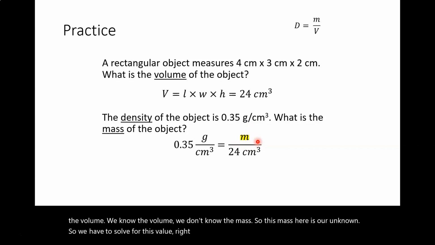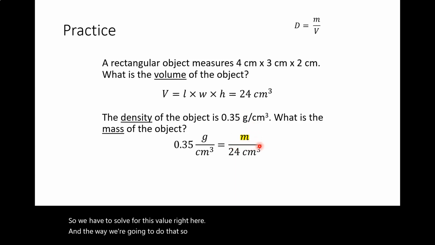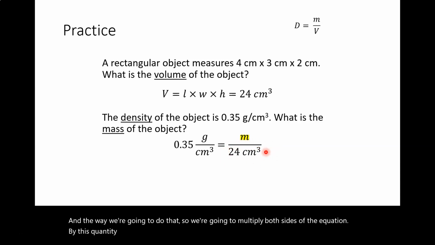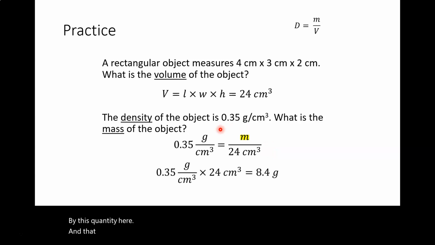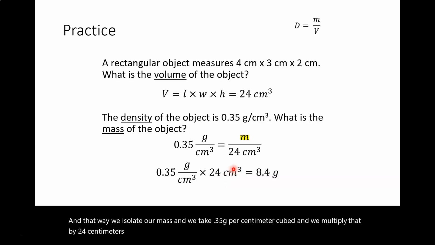The way we're going to do that is we're going to multiply both sides of the equation by the volume. That way we isolate our mass, and we take 0.35 grams per centimeter cubed, and we multiply that by 24 centimeters cubed. Notice how our units here will cancel out, and we are left with 8.4 grams. And so that is how we work with these measured quantities.